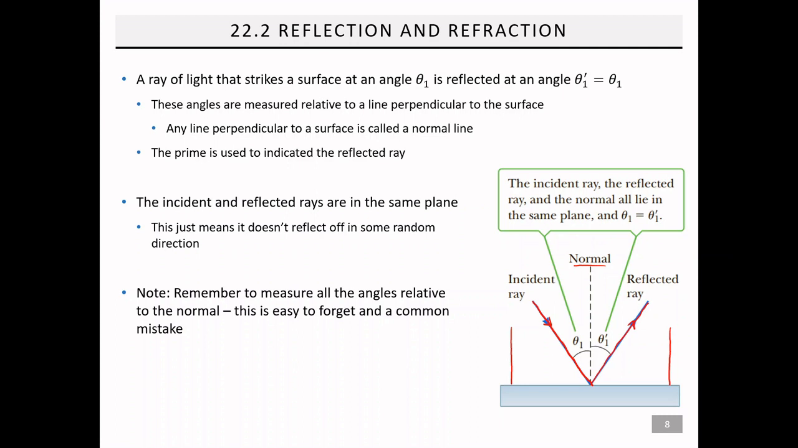And then you have two angles. You have this angle theta 1. This is the angle that the incident ray of light makes with the normal. You also have a theta 1 prime. This is the angle that the reflected ray makes with the normal. So the incident ray does not have a prime. The reflected ray does have a prime. And both of them are measured to the normal.